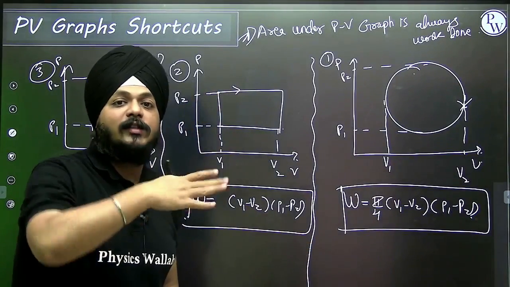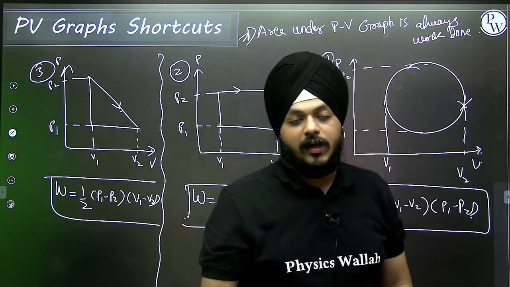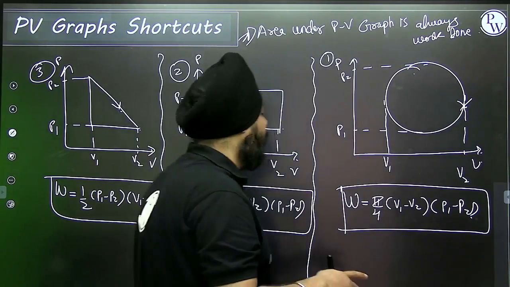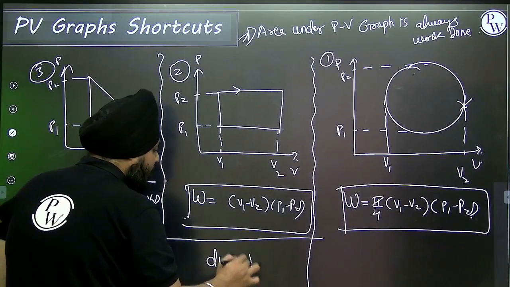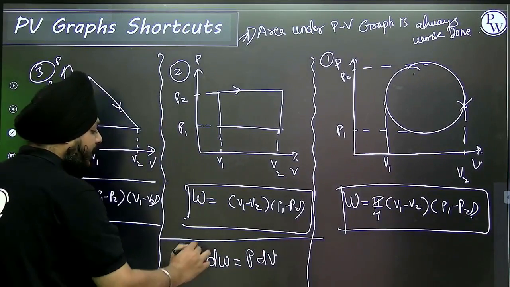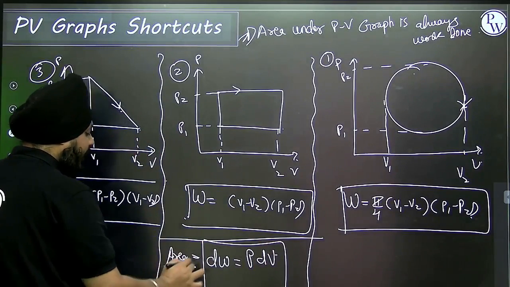Suppose the graph is non-uniform and we do not have any kind of symmetrical structure. Then for all the remaining graphs, the area can be calculated by using integration. dW is equal to P dV. By using this, we can calculate this area.